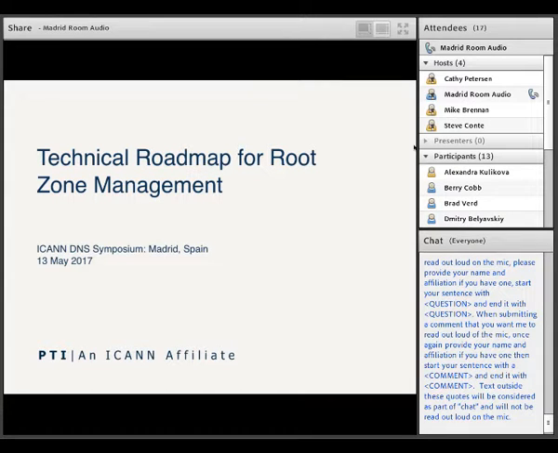Well, instead of giving you a generic presentation about PTI, which personally I've heard enough of, I wanted to talk to you more technically about the roadmap that we currently have for root zone management, the projects that we're working on to move the needle on how we're performing the root zone management functions.